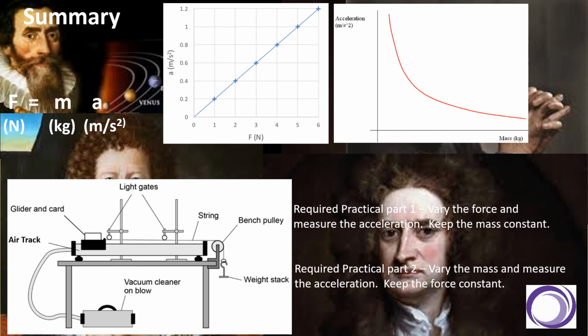Just going to leave you with the summary then. We've got the equation F equals ma, that's the equation that represents Newton's second law. We've got the first graph to show that the acceleration is directly proportional to the force, and the second graph that shows the acceleration is inversely proportional to mass. We've got the setup of the practical using the air track, and just a reminder at the bottom there of what part 1 and part 2 of the practical was.